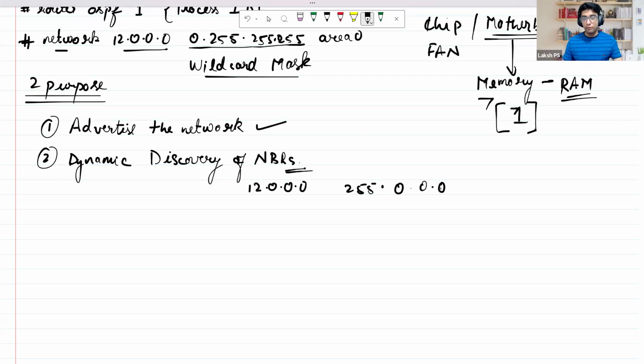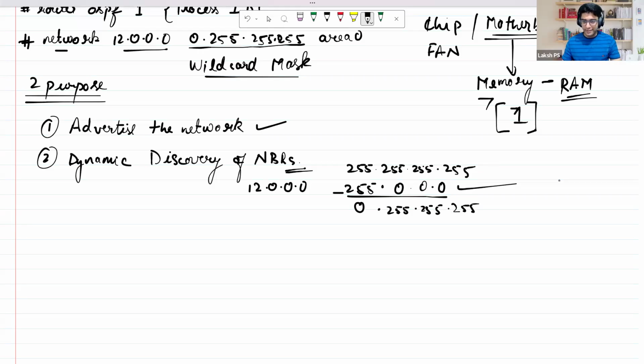Now, to find the wildcard mask for a particular address mask, all you need to do is subtract the address mask from the broadcast mask, 255.255.255.255. Okay, when you subtract, you will get 0.255.255.255. This is the wildcard mask for this address mask.